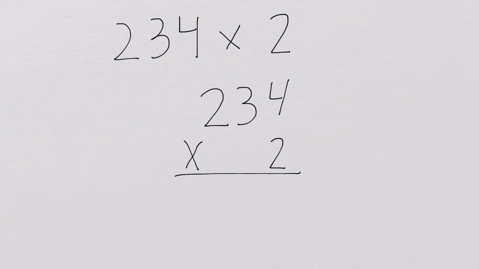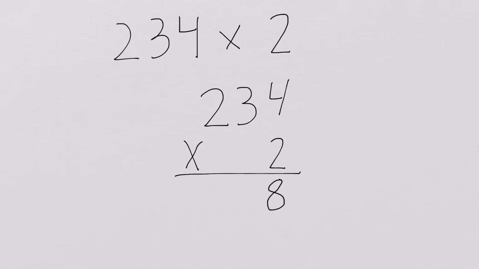So with the standard algorithm, it's actually pretty simple. We take our bottom number and we multiply it by each digit above it. So we'll start off with the ones places. So 2 times 4, well, that's 8. So we'll write it in our ones place.